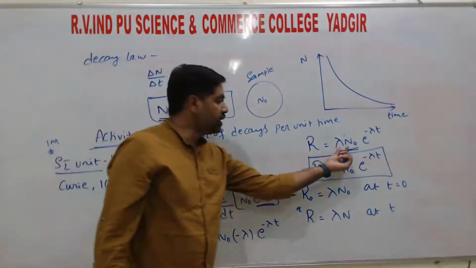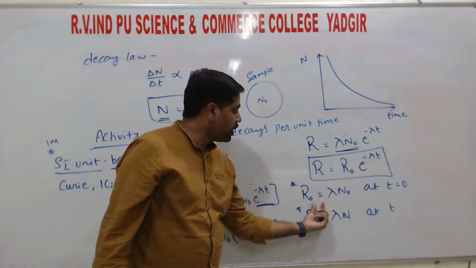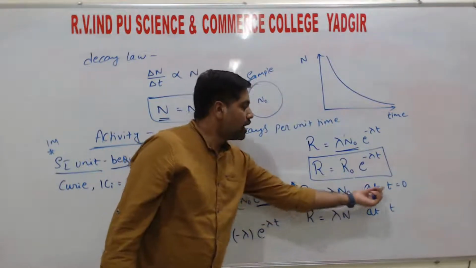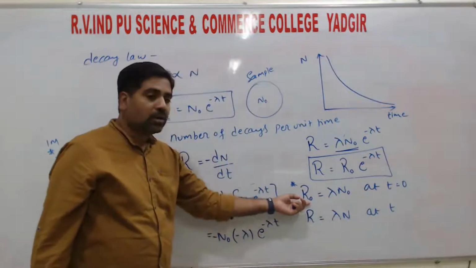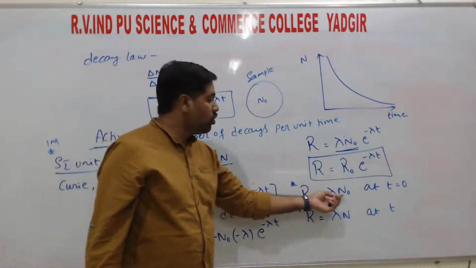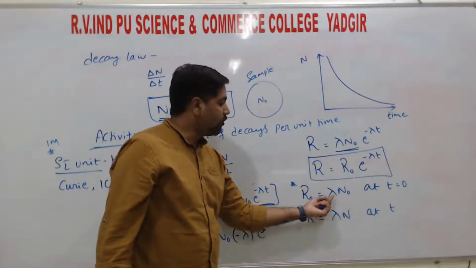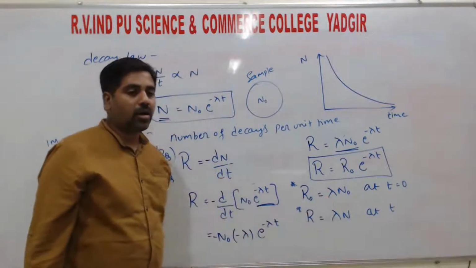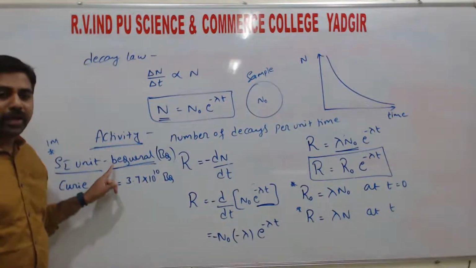So we are replacing these two constants by a single constant, that is r naught. So the r naught value is lambda n naught at time t equals 0. That means at the initial time, the activity r naught is equal to lambda times the original number of nuclei present in the sample, where lambda is the decay constant. And finally, the SI unit of activity is becquerel, right?